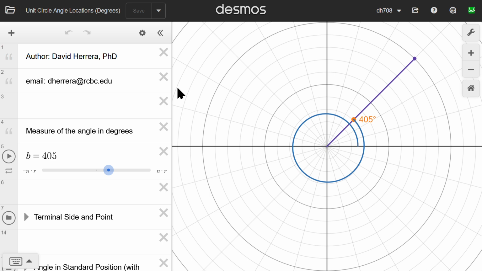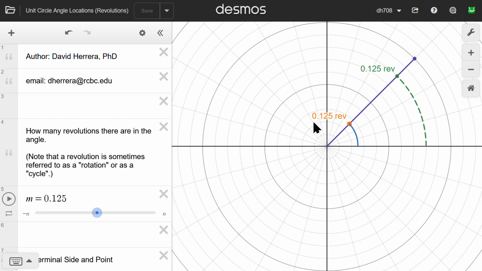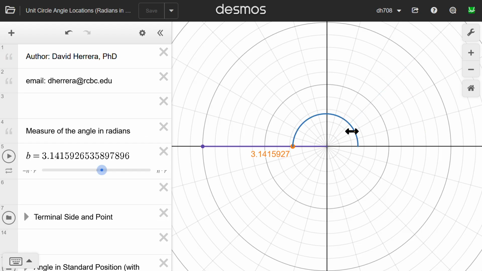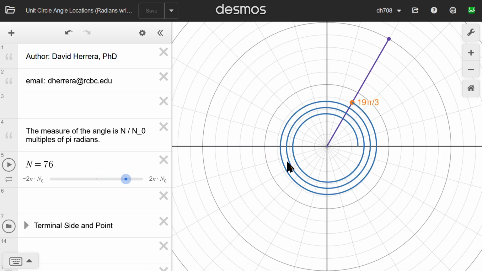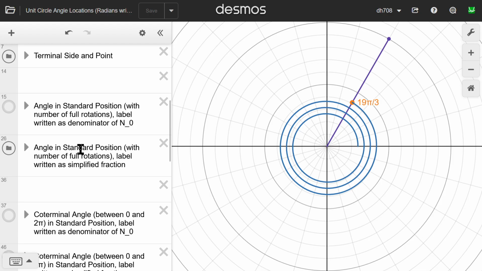In this video, we're going to be discussing 4 demos that I made to explore angles with different units and forms. So the first demo is in degrees, the second is in revolutions, third is in radians, and the fourth is a different form. There's 2 forms. So it's radians with multiples of pi, and then I also have it in terms of simplified fractions. So 19 and 3 are already simplified. However, this is the same thing as 76 pi over 12.